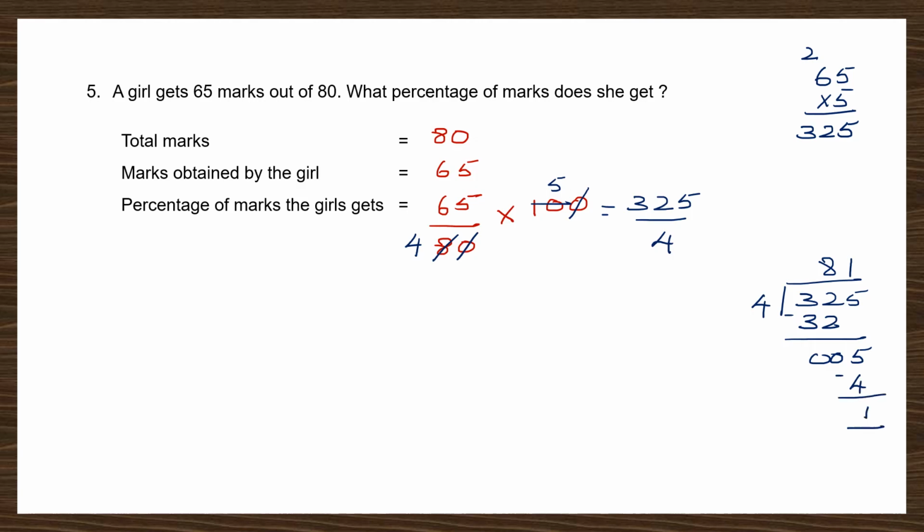Now let's convert this to a mixed number. 81, 1 by 4. Now since this is percentage, we need to put the percentage sign. So this is her percentage. She got 81, 1 by 4 percent. So the percentage of marks the girl gets, when you convert it to a decimal, it's 81.25. If you leave it as a fraction, it is 81, 1 by 4.